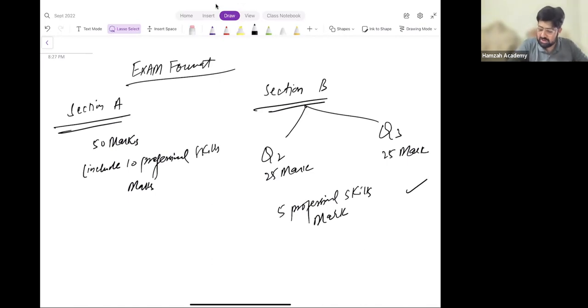But now I will be linking that with the P7 paper. I will be talking about the contents of the subject.